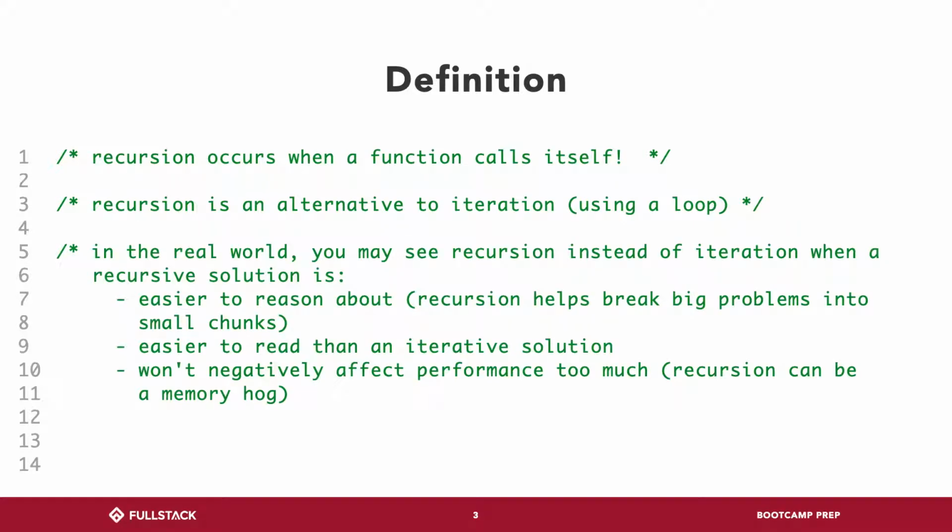So in the real world, you may see recursion instead of iteration when a recursive solution is easier to reason about. Recursion helps break big problems into small chunks, which is true. You won't have to be writing like 30 for loops. You could just recursively call, you know what I mean? It's easier to read than an iterative solution. Again, there's a bunch of blocks of code you write with for loops. Recursion, you just call it. And it won't negatively affect performance too much. See, that's the thing about recursion. Sometimes it can be a memory hog.